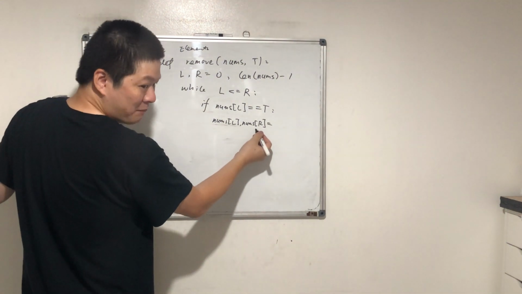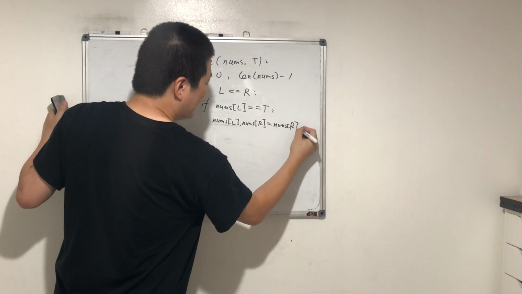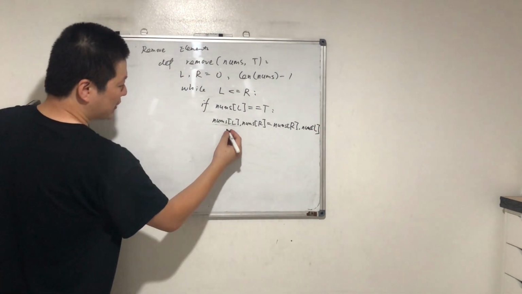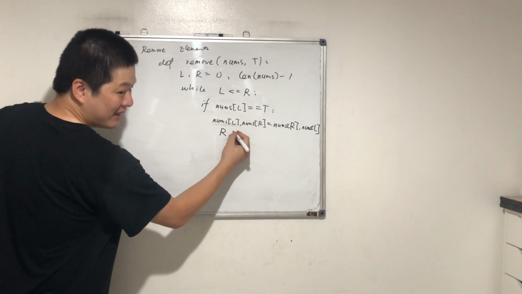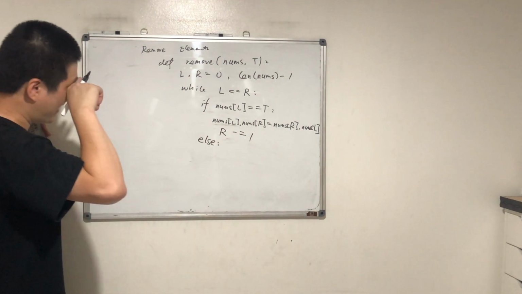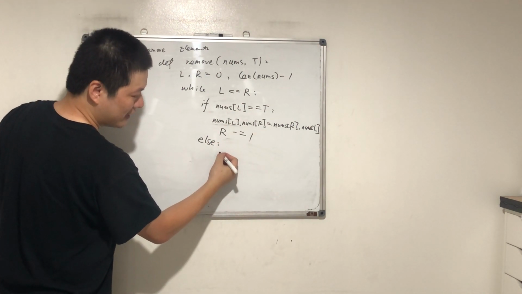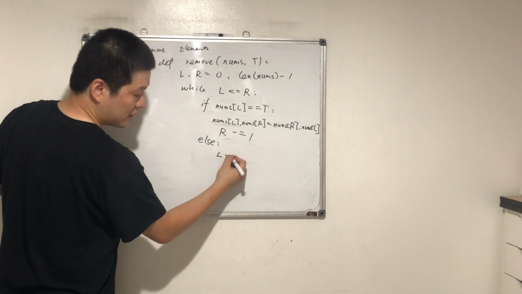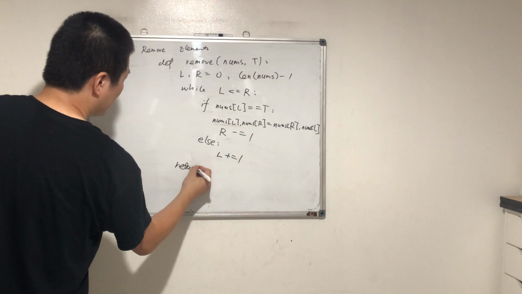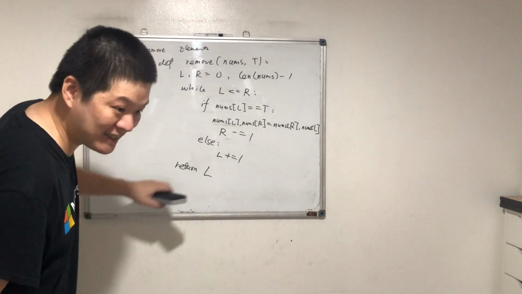Okay, so nums[L], nums[R] equals what? I want to swap it: nums[R] and nums[L]. And then once I swap it, I need to decrement R, right? R minus equals 1. And else what happens? If nums[L] does not equal target, then what should we do with the left pointer? L plus equals 1. And then return L. Got it? This is the two-pointer thing.